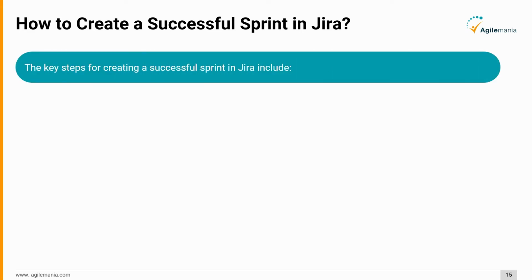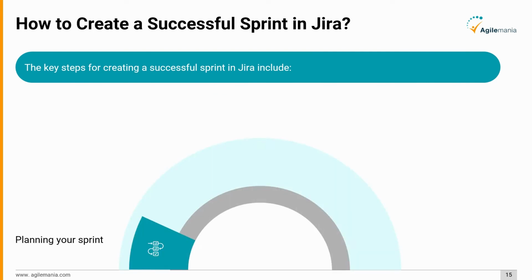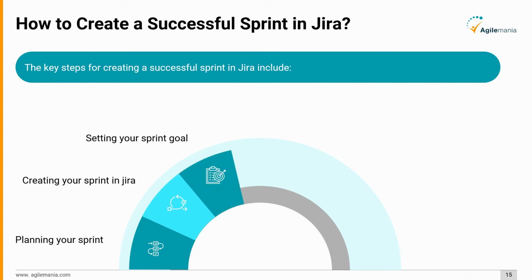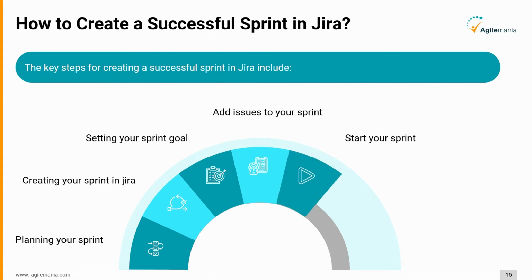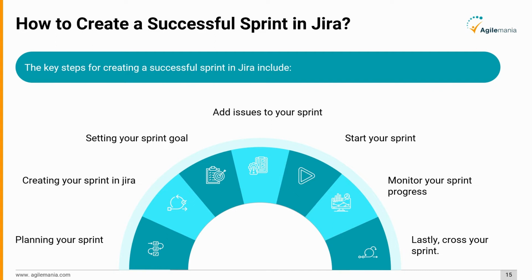The key steps for creating a successful sprint in Jira include: planning your sprint, creating your sprint in Jira, setting your sprint goal, adding issues to your sprint, starting your sprint, monitoring your sprint progress, and lastly, closing your sprint. We will discuss each step in detail for a better understanding and no confusion.